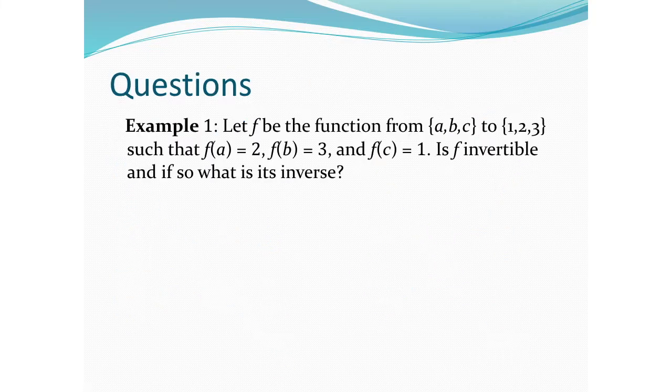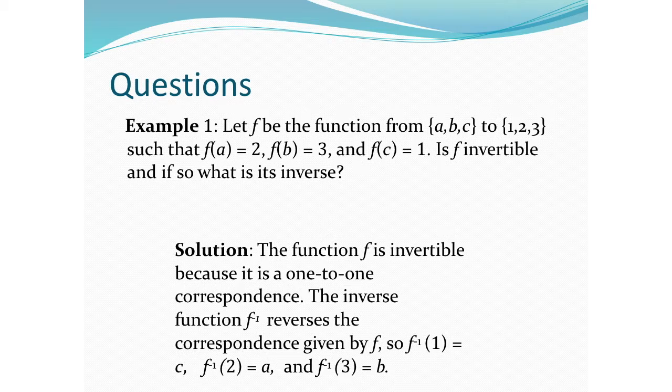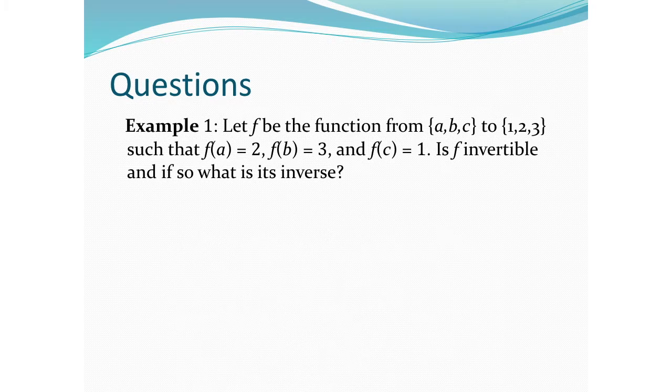So let us take an example. Let a function f be the function from a, b, c to 1, 2, and 3. Now the function f is defined by the following rules: f of a equals 2, f of b equals 3, f of c equals 1. Is f invertible? Is there any function I could say is the inverse of the function f? And what is its inverse? The simplest way to do this, guys, is to draw the mapping and then you figure out the opposite, the inverse.